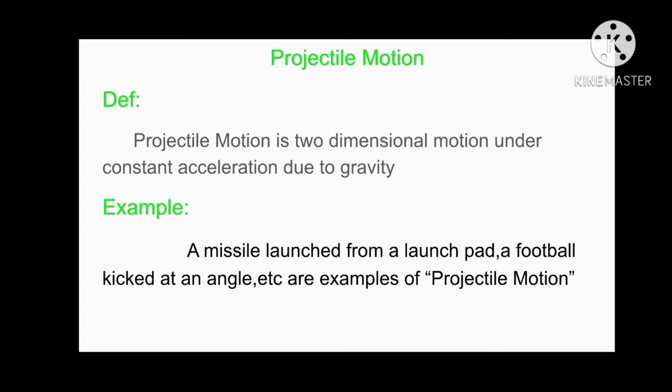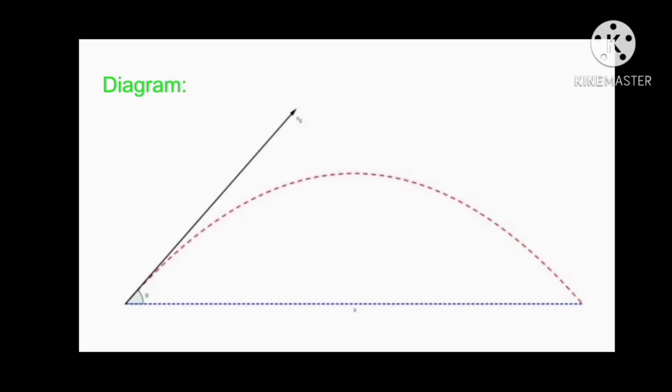Now let's discuss its examples. Its examples are a missile launched from a launch pad, a football kicked at an angle, etc. These are some examples of projectile motion. Now let's discuss the path followed by an object being projected. In this figure, you can see a curved path which is actually the trajectory of the projectile motion, or you can say the path followed by an object being projected. As you can see, an object being projected moves along the horizontal component, meaning the x-axis, and the vertical component, meaning the y-axis, according to this figure. So we can say that projectile motion is a two-dimensional motion.